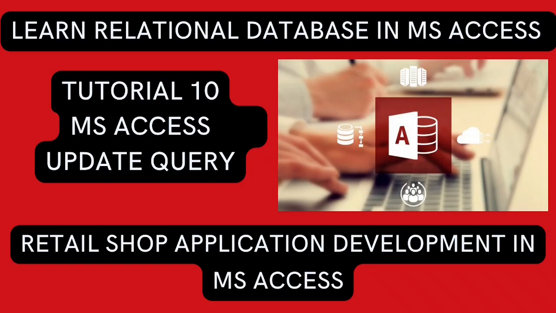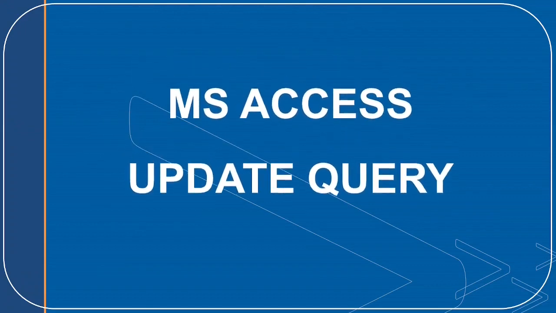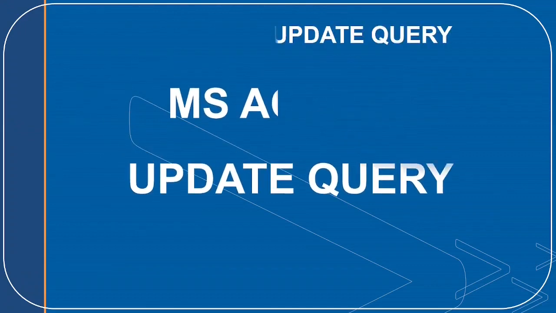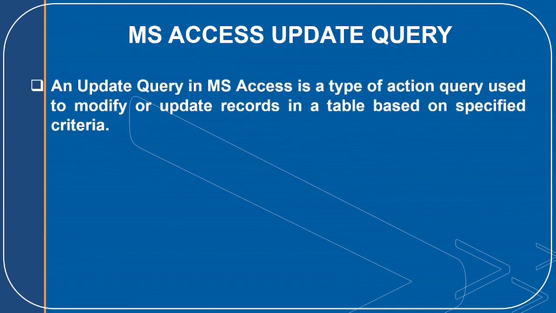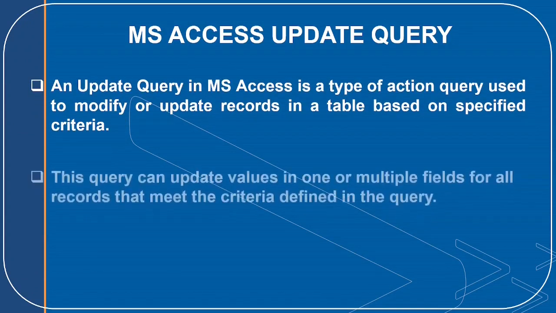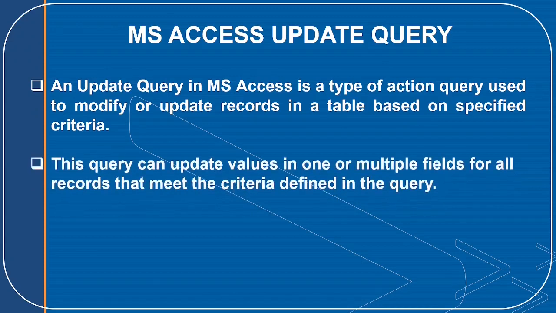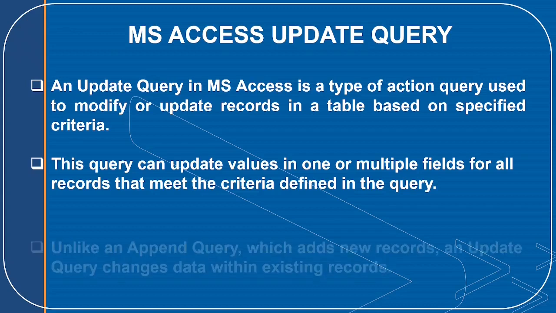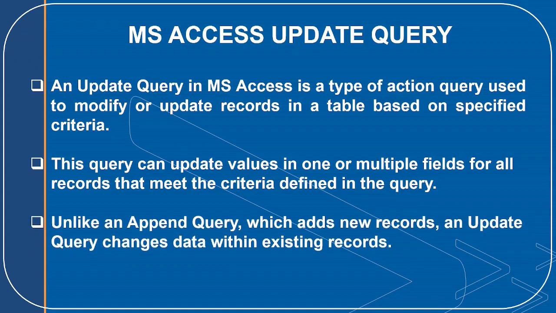In this tutorial, I will teach you msaccess update query. You may ask me, Sir, what is update query and why it is required? I'll explain. An update query in msaccess is a type of action query, used to modify or update records in a table, based on specified criteria. This query can update values in one or multiple fields for all records that meet the criteria defined in the query. Unlike an append query, which adds new records, an update query changes data within existing records.